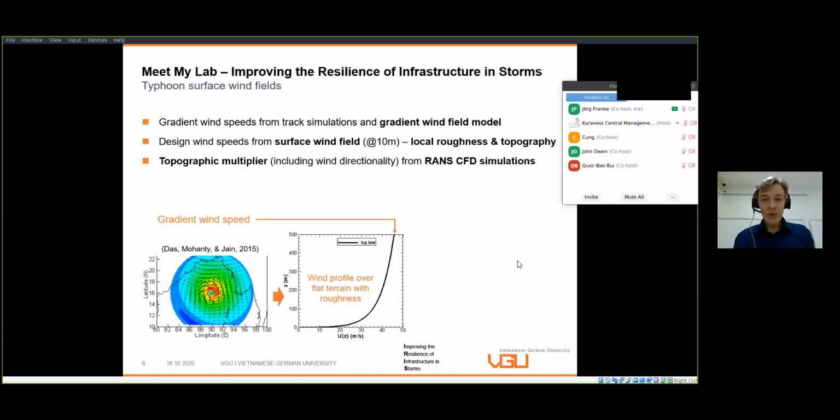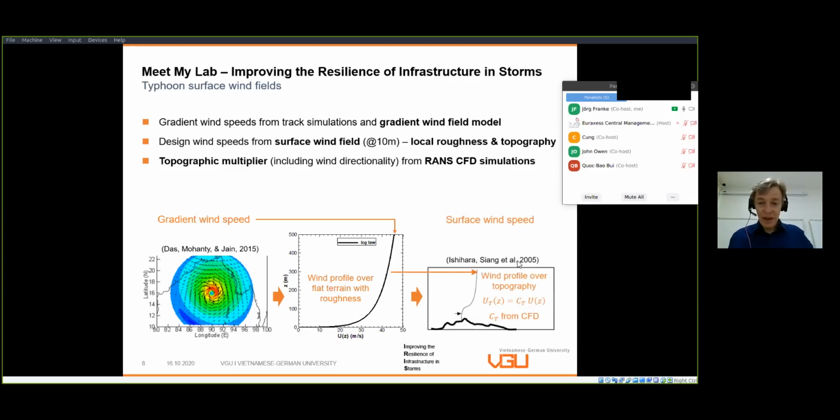topographic multipliers, including wind directionality. 16 wind directions shall be included, and then we can modify the local profiles in accordance with the local topography, and thus obtain the surface wind speed that can then be used as a design wind speed.